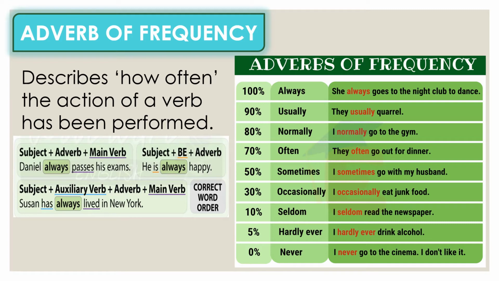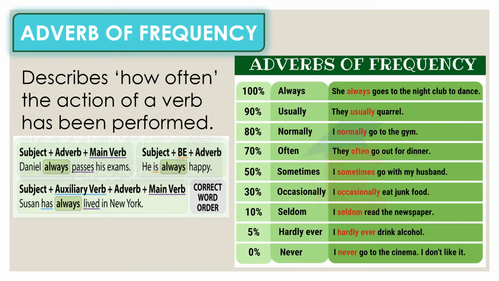So never and always, as we know, are opposites. So 0% has been given to never for saying that nothing happens. And always says that it happens every time. So that's why 100% has been given to always.